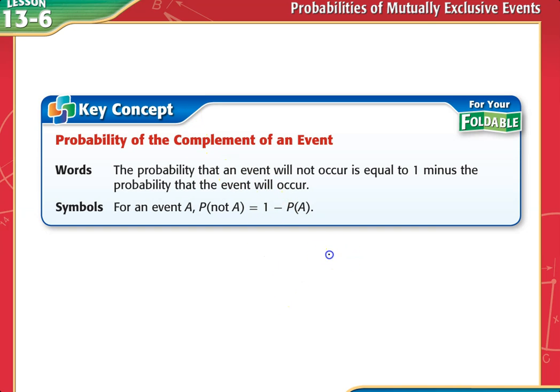So let's say on a 6-sided die, what's the chance of rolling a 1? Well, that would be 1 out of 6. So what's the chance of not rolling a 1? Well, that would be 1 minus 1 out of 6, or 5 out of 6 of the sides. That's what it means to be a complement. All right, so let's look at an example of complementary events.